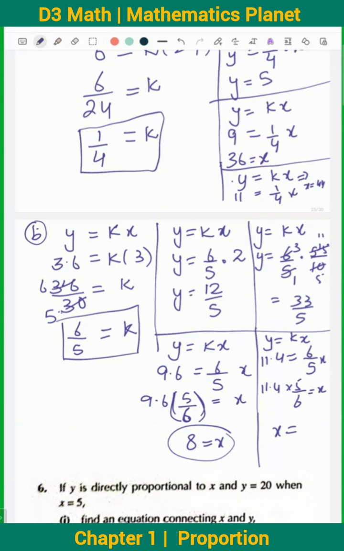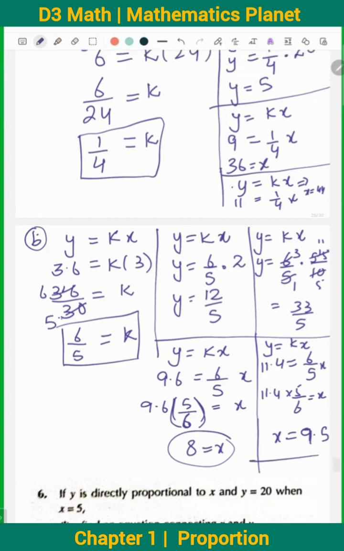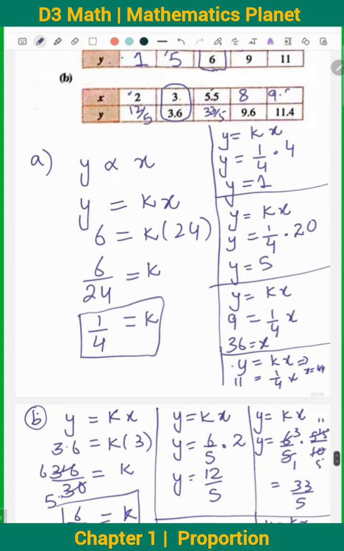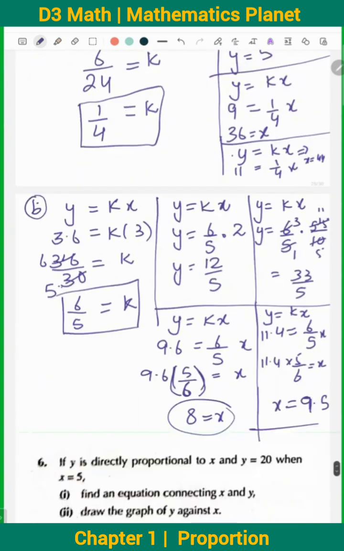Ma'am, x equals 2.5. x equal to 9.5. 7.5. 9.5. 9.5. Okay. So we have x equal to 9.5. Okay, we are done with this question.